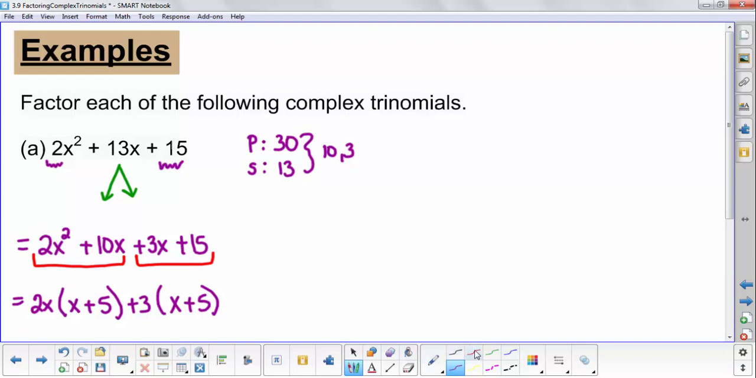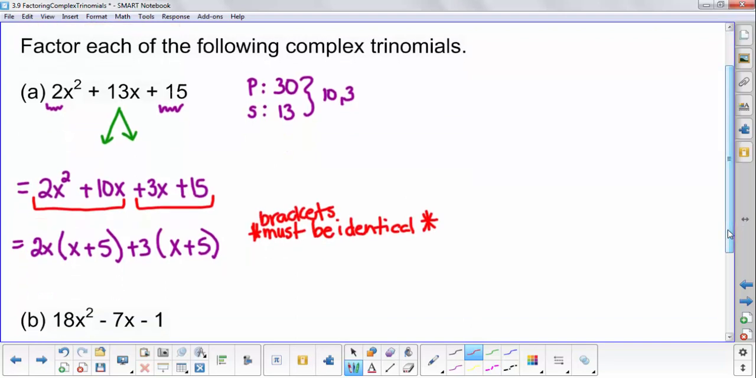And as we mentioned in class, super important, the brackets must be identical. If they are not the same, there is a mistake somewhere. Go back, look at your work, and find that mistake, because you can't go on to the last step until these brackets are the same. And now, like we've done before with factor by grouping, we have two terms. Both of those terms have an x plus 5, which is common. And then what we're left with is the 2x, and then the plus 3. Okay, so now we are fully factored.